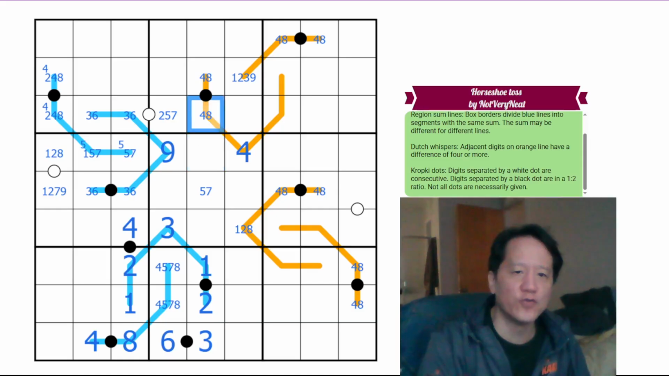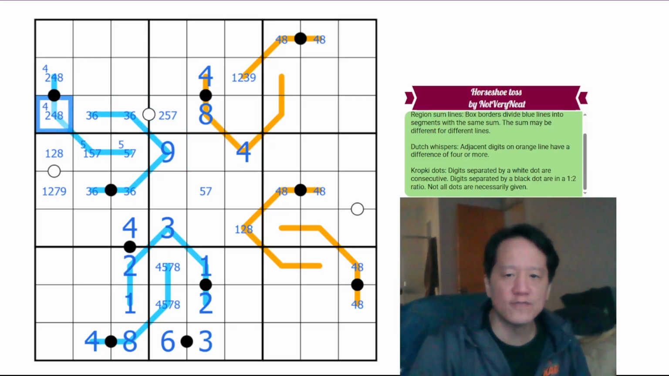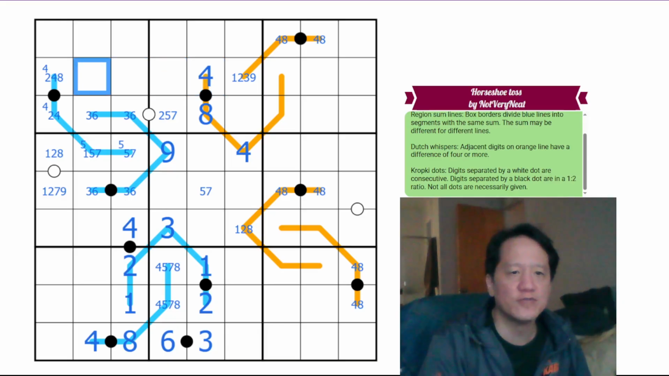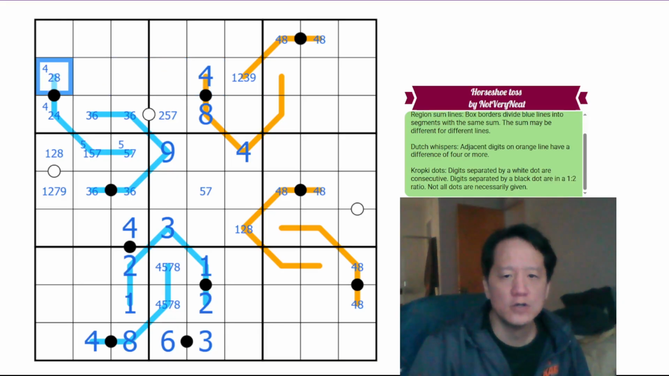So since this is 4, this has to be 4 or more away from it. So this is 8, that's 4. 8 eliminates 8 from being here, and this 4 eliminates 4 from being here. So that leaves this as a 4 here.